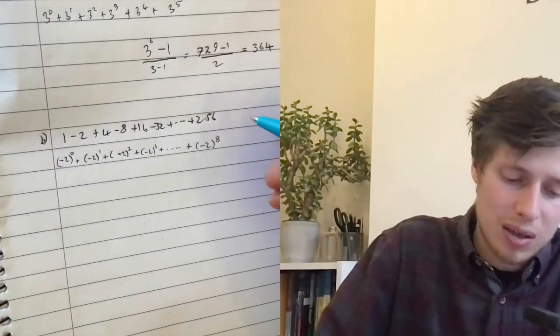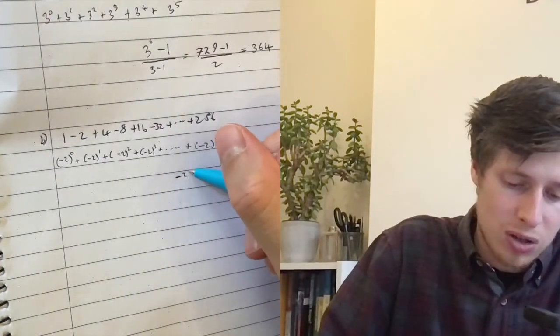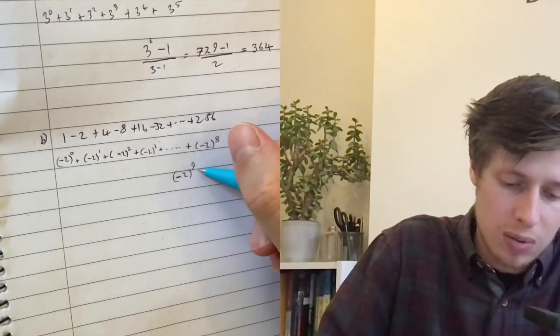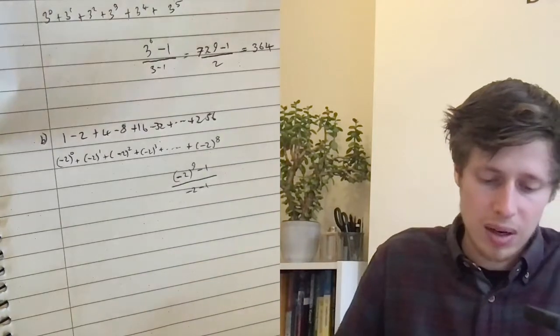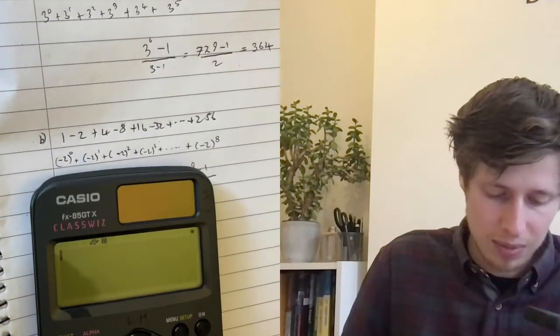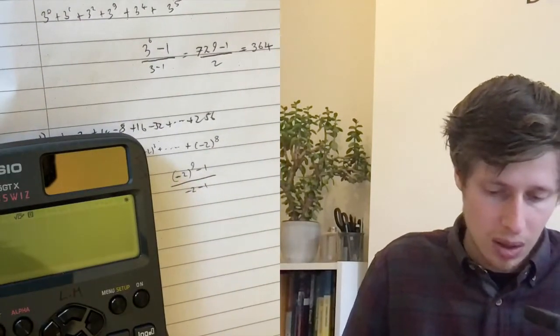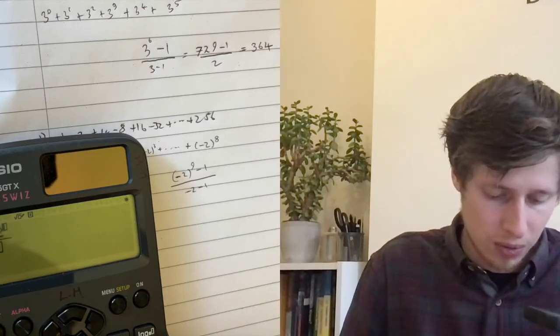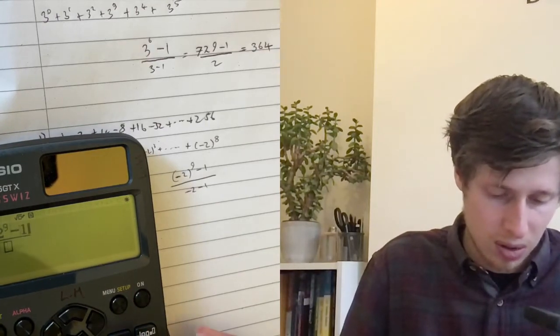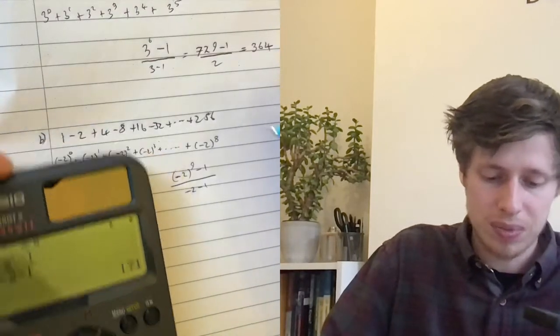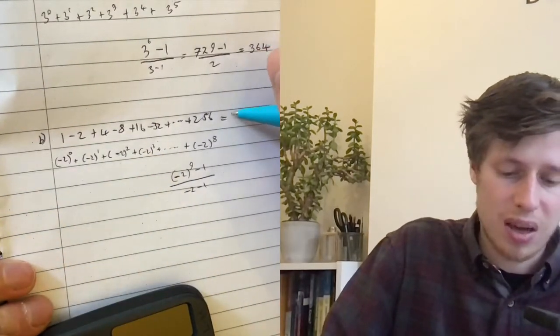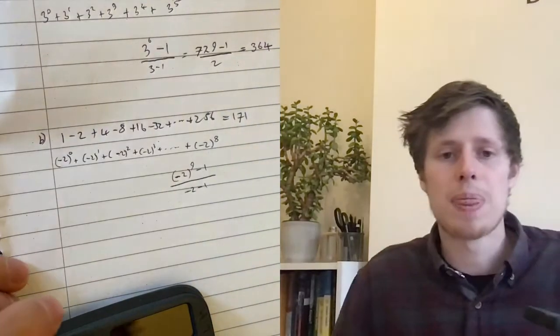Now, I'm going to use my sneaky formula. So I'm going to do minus 2 to the power of 9. And you might have worked out by now what's going on. So I'm going to add those together. So that's going to give me minus 2 to the power of 9, take away 1, over minus 2 minus 1. That's going to be 171. So that's the answer to that one. So well done if you got that.